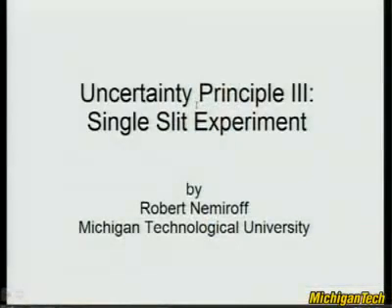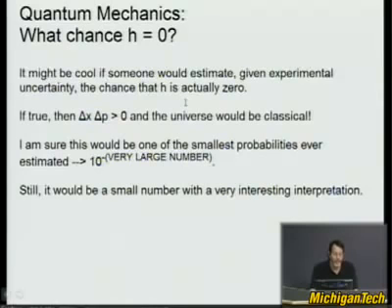Welcome to Uncertainty Principle 3, single slit experiment. This physics is given some error bars, and with the big numbers involved in many worlds interpretations, how many universes there are and things like that, I thought it might be cool if someone would actually estimate, given experimental uncertainty, the chance that h is actually 0, given every experiment. If true, then delta x delta p could be greater than 0, and maybe the universe would be classical. So there's zillions every second, lots of things happen that indicate there are energy levels that are tied to h.